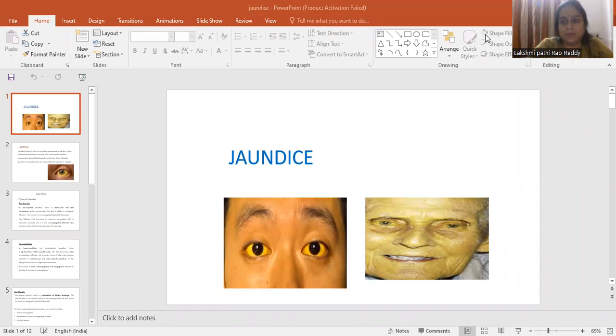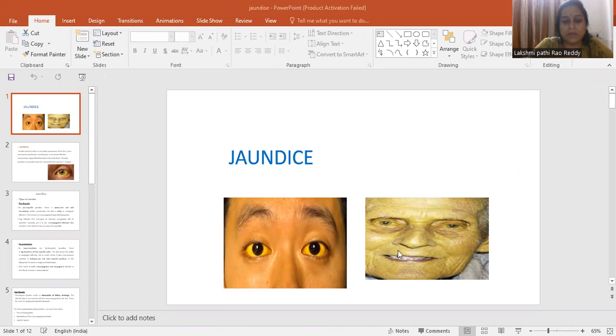Dear students, today we'll talk about a very important topic, that is jaundice. This is very important. Here you can see the image.